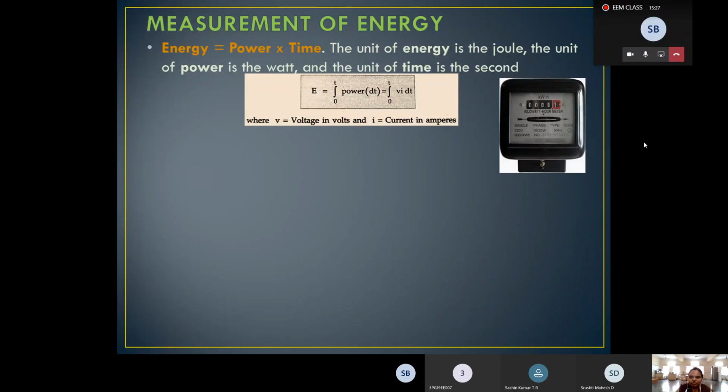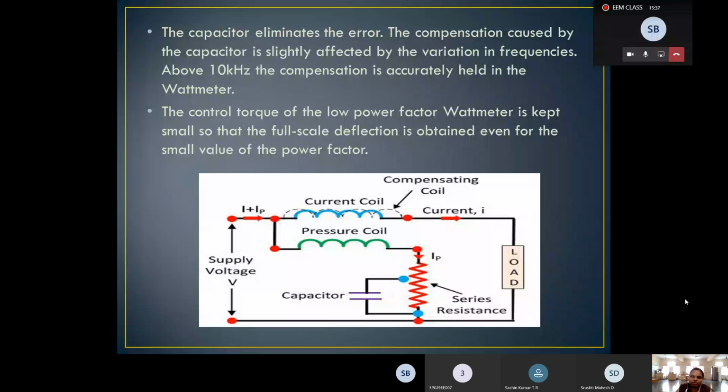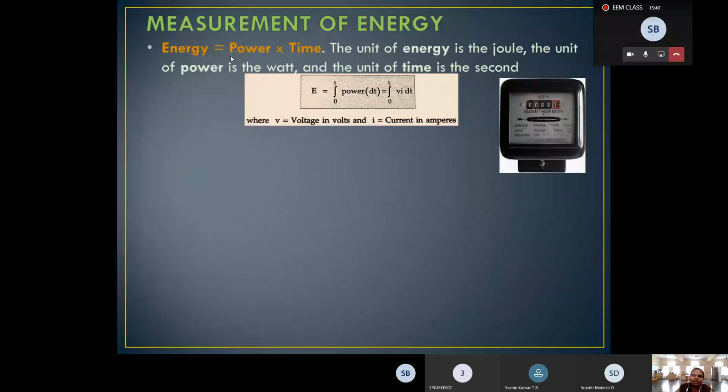Okay, the next topic is the measurement of energy. What is the energy equation? Energy is taken as power times time. It means the energy is measured by how much power is consumed by the device. The device is like a load.